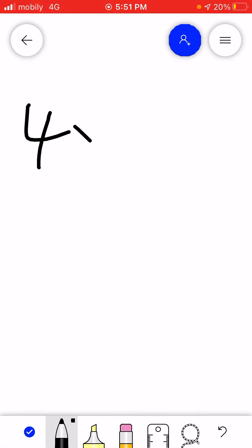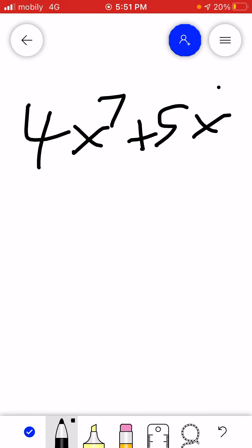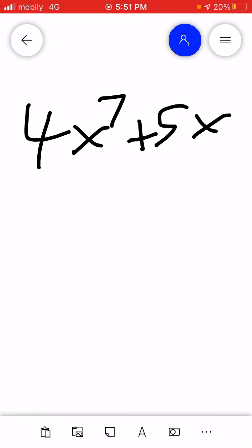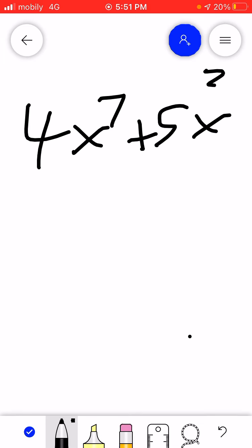Now I need you to find the derivative of this one. Take around a minute or so to find the derivative of that one.